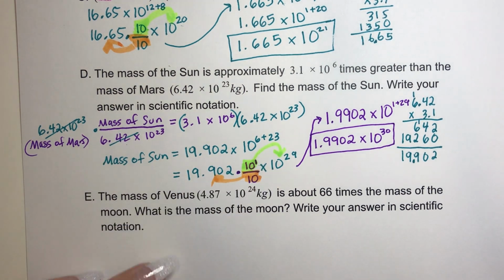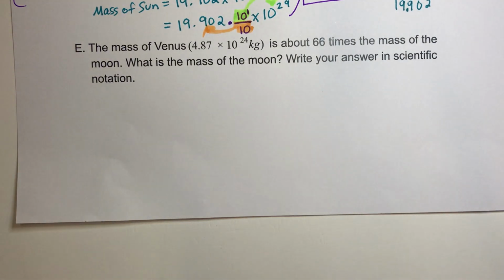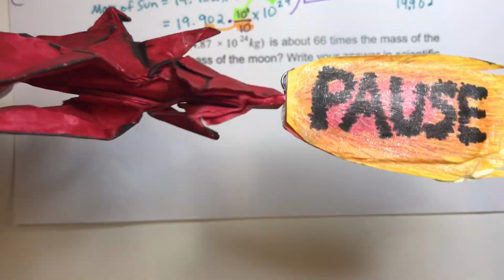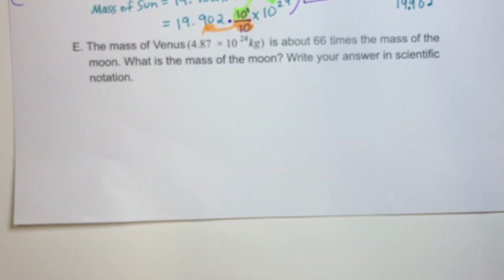Perfect. Okay, so we're going to do E, and I want to give you a chance to try E on your own. So I'm going to give you a little time now. Here's my friend the Pause Dragon, to remind you to pause your device. Go ahead and work this out. When you get done, press play, and we'll go over it together. All right, see you in a bit.